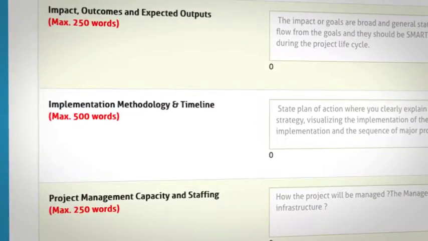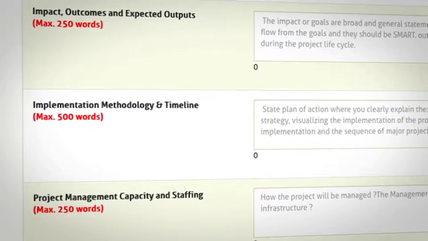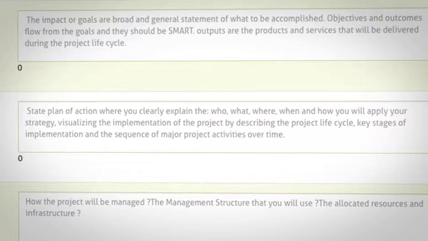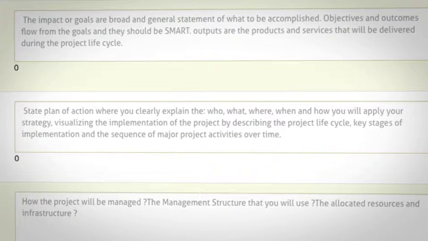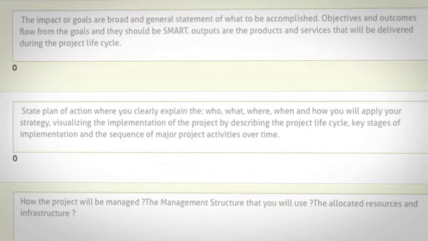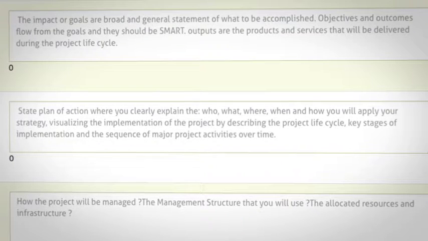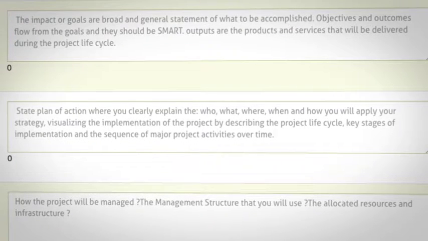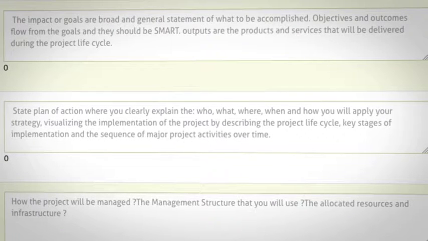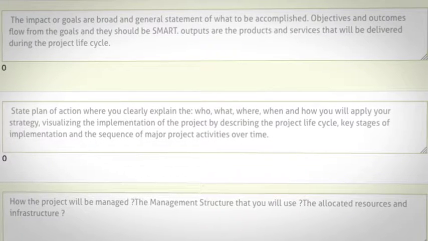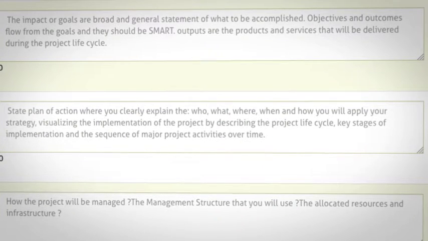Next, you'll come to the implementation methodology and timeline. This section details your plan of action, in which you clearly explain the who, what, where, when, and how of your strategy. This should enable the reader to visualize the implementation of the project by describing the project lifecycle, key stages of implementation, and the sequence of major project activities over time. It's important to set a reasonable sequence of the project phases and activities in a realistic time frame.